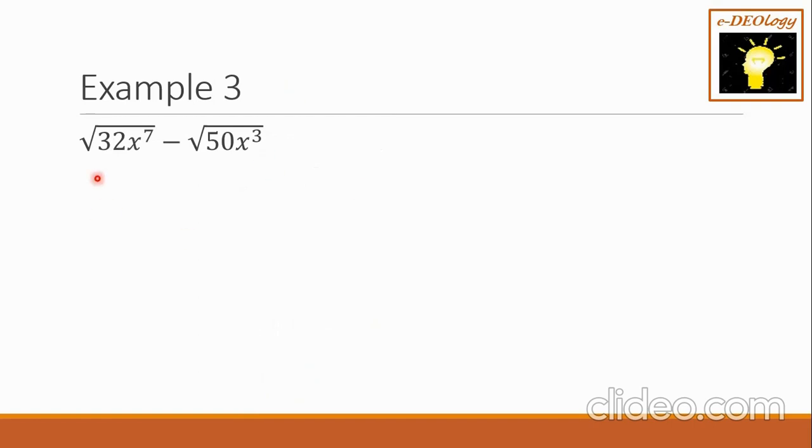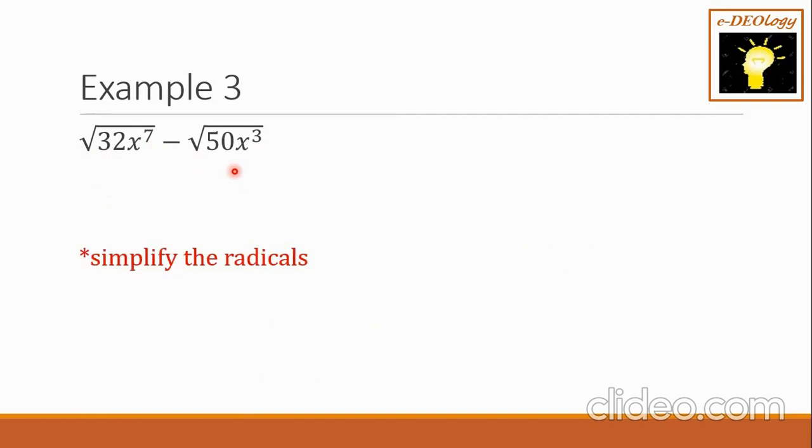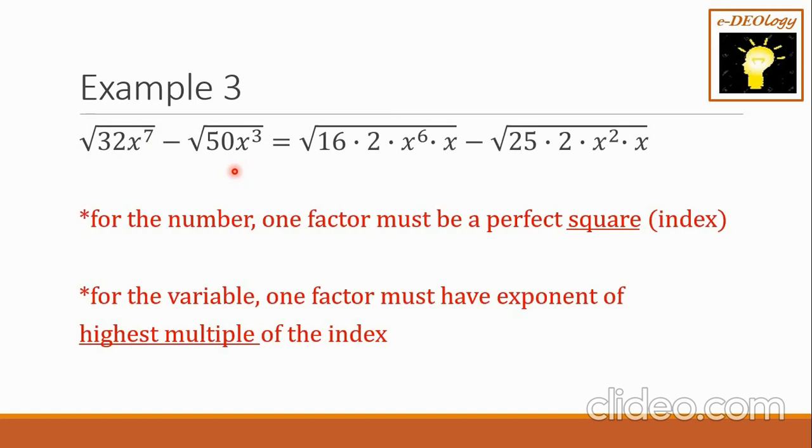Example 3, the square root of 32x raised to 7 minus the square root of 50x cubed. Obviously, our radicals are not like. The radicands are not the same. So what we'll do is to simplify both radicals. We're going to factor out the radicands of each of these radicals.